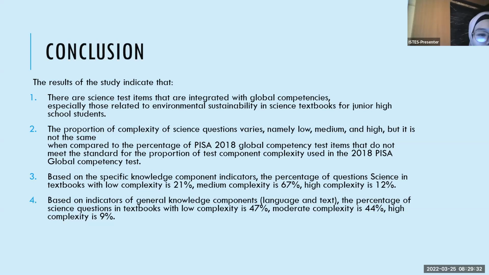And the conclusion is, first, there are science test items that are integrated with global competency, especially those related to environmental sustainability, in the science textbook for junior high school. But the proportions of the complexity of science tests vary, namely low, medium, and high. And when we compare, we can conclude on the proportion between PISA 2018 and the science textbook in Indonesia.